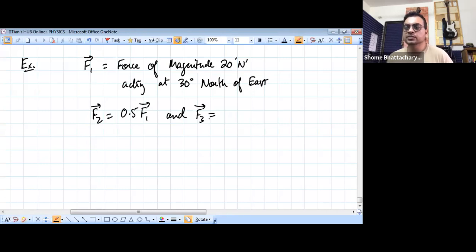Yes, in short form, we can write like that. But at the moment, I would say avoid that. So F3 is minus 3 times F1. So taking this as north and east direction.